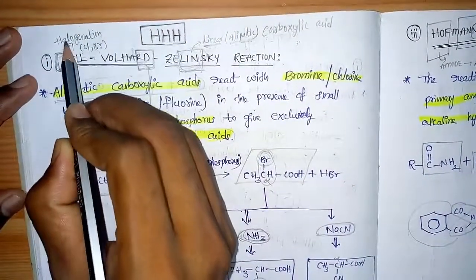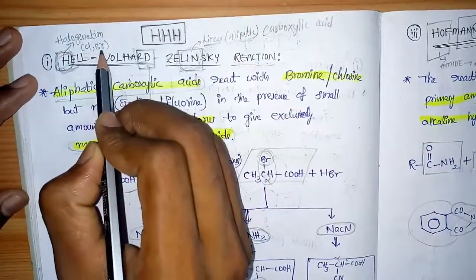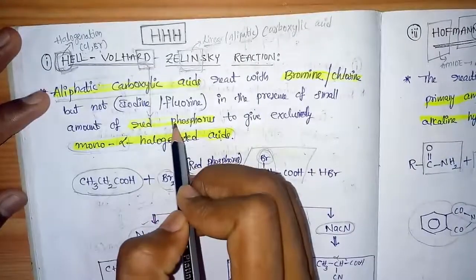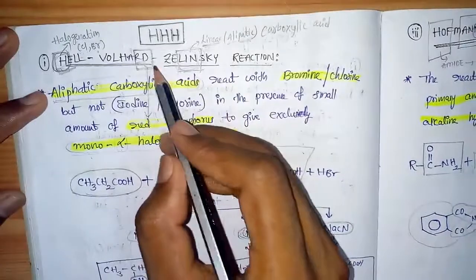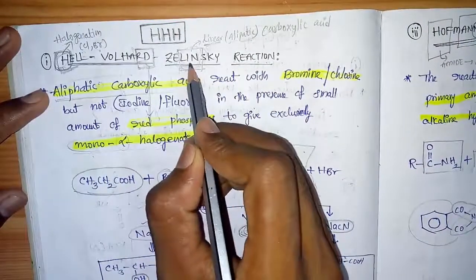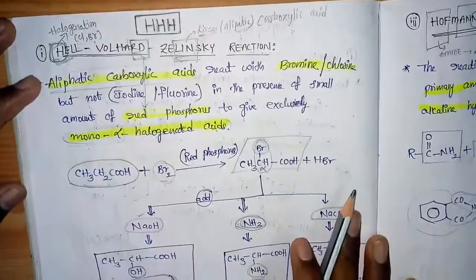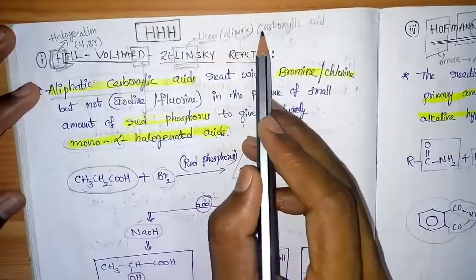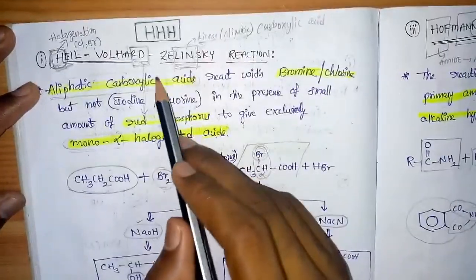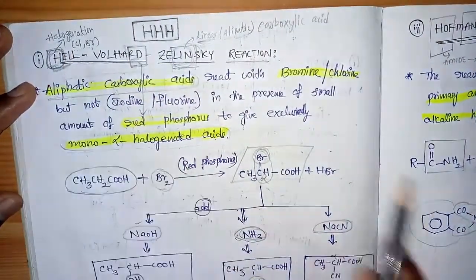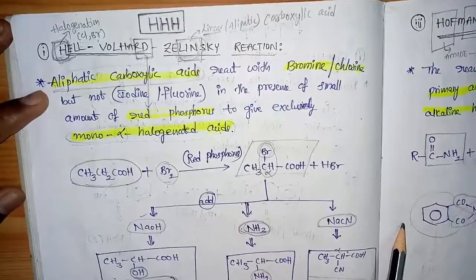This H indicates the halogenation with the help of chlorine and bromine, and this R indicates that a small amount of red phosphorus is used in the reaction, and this Z indicates linear, nothing but the aliphatic carboxylic acid. If you see, carboxylic acid in presence of red phosphorus undergoes halogenation and will produce the mono alpha halogenated acid.